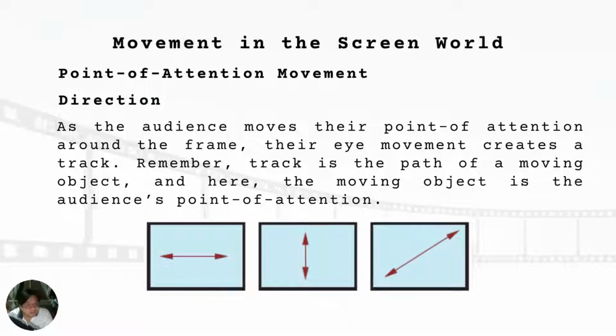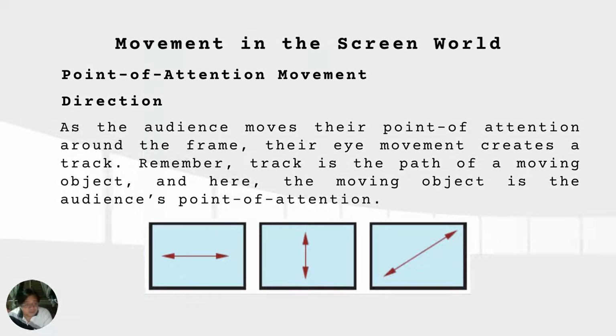So, point of attention, next is direction. As the audience move their point of attention around the frame, their eye movement creates a track. Remember, track is the path of a moving object, and here, the moving object is the audience's point of attention. Okay? So the audience will always go from side to side, or from up to down, or diagonally. Now, since the screen is flat, there is only three directions. Okay? Horizontal, vertical, and diagonal. So, yun lang yung, di ba, pag nanonood ka ng screen, you only move your eyes horizontally, vertically, or diagonally.